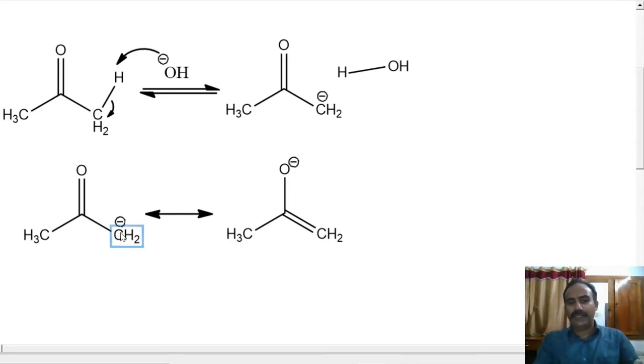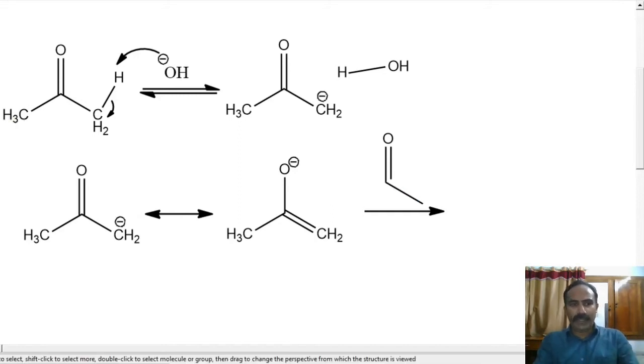Okay, so we have a negative center, and this could attack a positive center. An aldehyde or ketone acts as the positive center in this aldol reaction. So let us consider an aldehyde which acts as the positive center, the second molecule in this reaction. So what could be the mechanism?